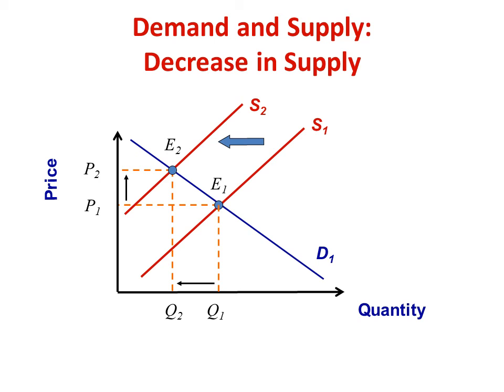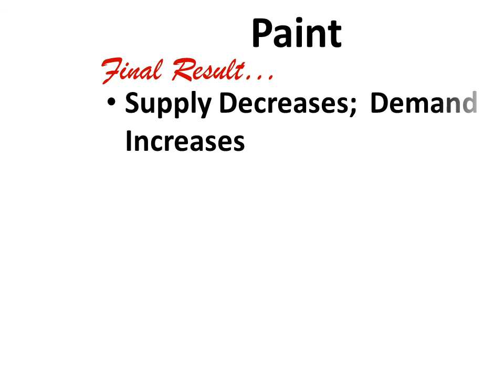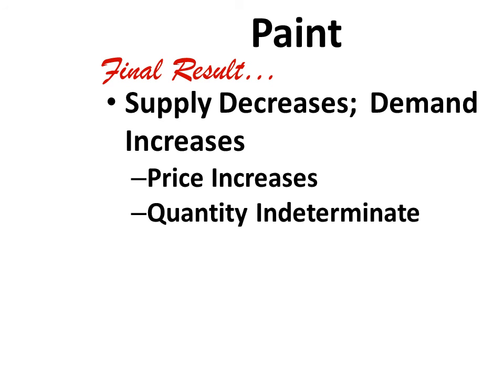All right, so let's take the two factors and say, what's the final result here in the market for paint? We know that supply decreases because of the increase in the price of a necessary resource, driving up price and driving quantity down. Likewise, we know demand increases due to the number of buyers increasing, a non-price determinant, and that increases equilibrium price and increases equilibrium quantity. So our final result is price definitely increases and quantity is indeterminate.